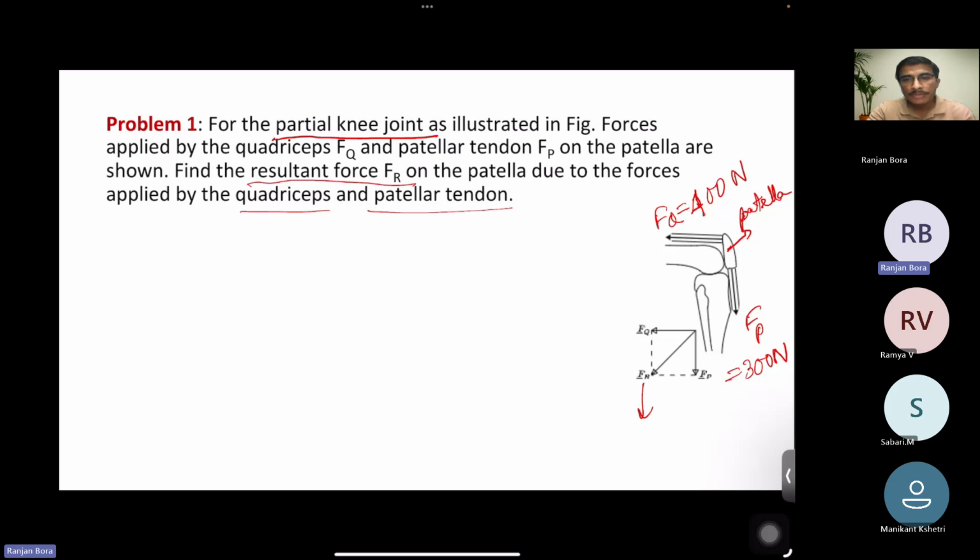If you have understood the concepts which I taught previously today, then you can solve this problem. This is a simple problem. There are two vectors which are acting at an angle of 90 degrees, and their magnitudes are given: 400 Newton and 300 Newton. So you need to find the resultant.